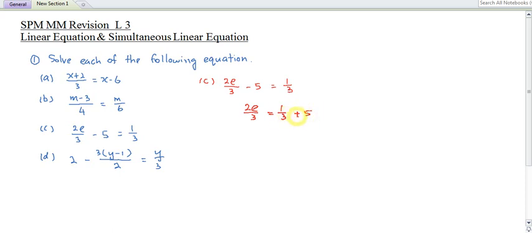Okay, so this part you can just press the calculator. 2e divided by 3 is equal to 16 over 3. Now this one divide, it becomes multiply. 16 divided by 3 times 3. Okay, you cancel out the 3, you get 16. e is equal to 16 divided by 2, which is 8.